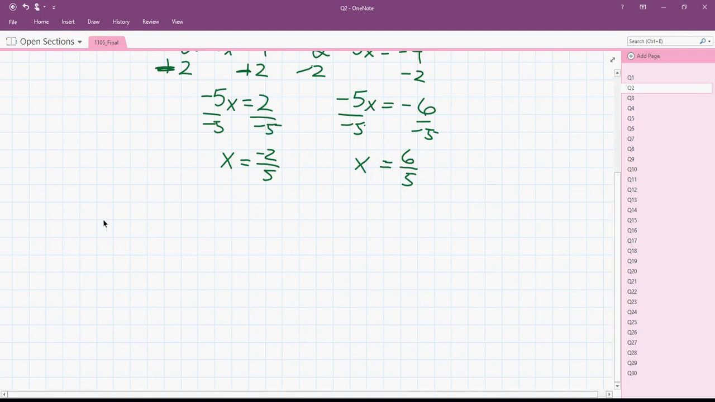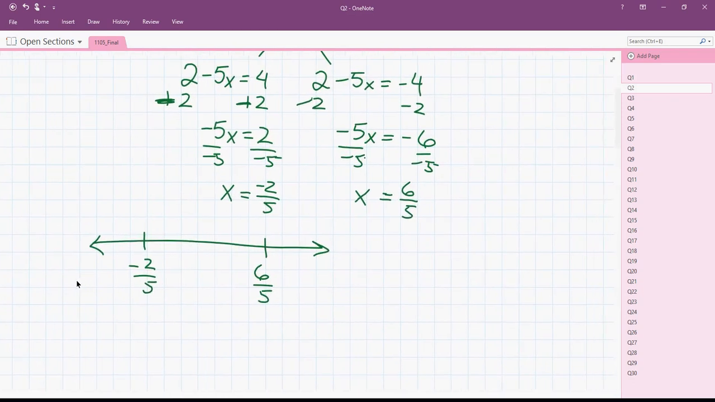Then we'll draw a number line. We have negative 2 over 5 and 6 over 5. I just need the original equation. There we go. The original equation has you looking for strictly greater than. If it's strictly greater than, these will be open points, so these will be open, open. Our next step is to find test points. The easier the better. I'm going to use 0, negative 1, and positive 2.